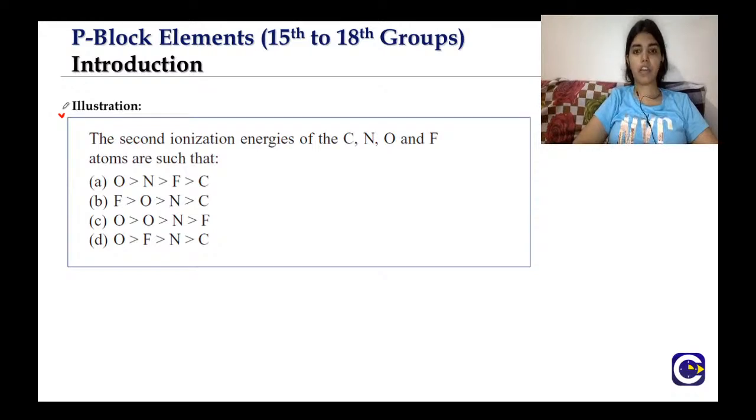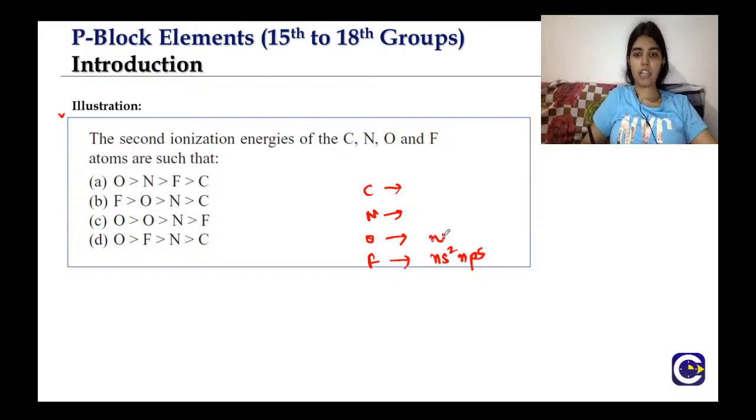You can write down the electronic configuration. What is the electronic configuration of carbon, nitrogen, oxygen and fluorine? This is ns2 np2, ns2 np3, ns2 np4, ns2 np5, right? Now, you are asked about the second ionization energy.